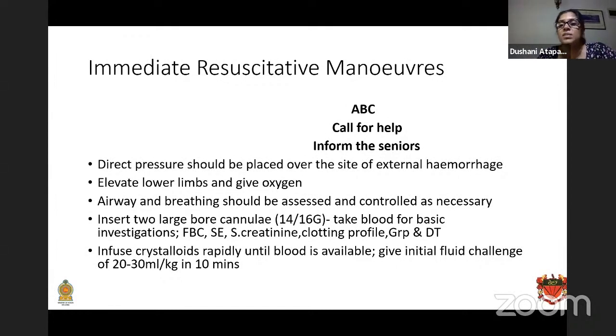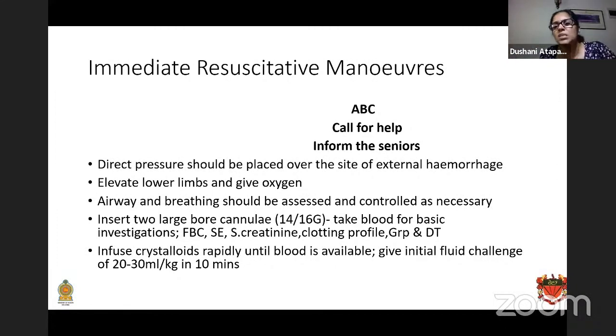And give oxygen. Take a Hudson mask, keep it on the face, and increase to 8 to 10 liters per minute. You are trying to avoid the patient going into that lethal triad and further deterioration of the condition. Airway and breathing should be assessed and controlled as needed. Then cannulation, the circulation. You know this from your medical school. Insert 2 big cannulas into 2 big veins, that is 14 or 16 gauge cannulas.